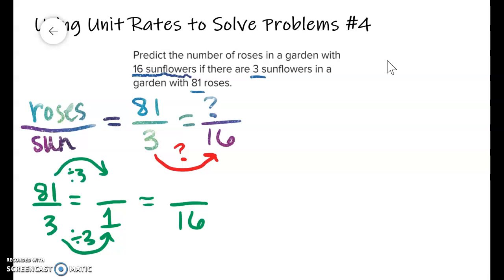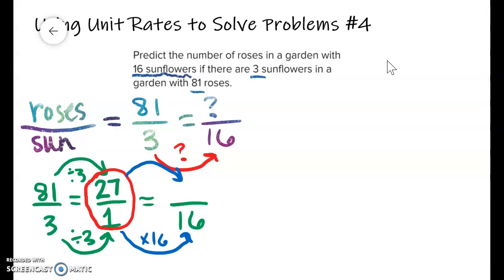81 divided by 3. Again, you may use a calculator if you want to. This particular question I have in my Fact Fluency kit, so I don't need to do that, but you might want to. 81 divided by 3 is 27. So this right here is our unit rate, and I can use that unit rate to find any other number, because I can very easily change a 1 into a 16 by multiplying that by 16. To keep things proportional, I'm going to also multiply that 27 by 16.